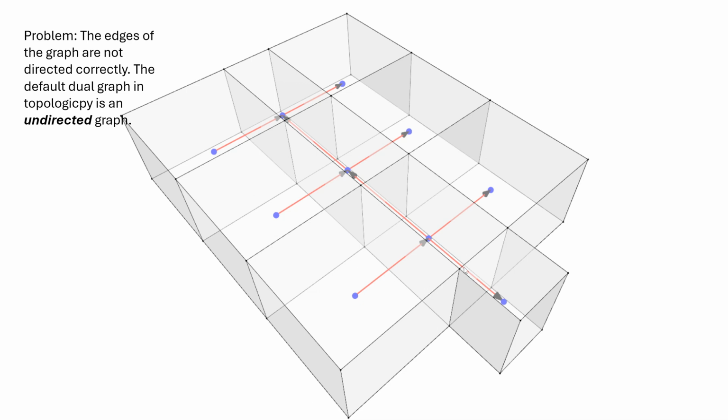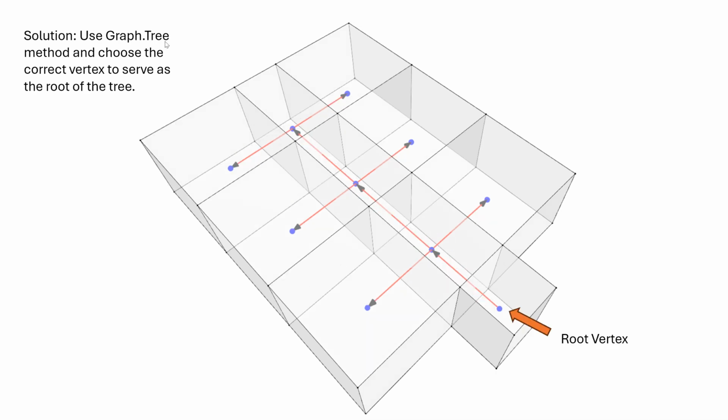So if we are going to do calculations and follow logically this structure so that we can analyze it, we need these edges to be oriented in the correct manner. So how do we solve this? You solve it through a method called Graph.Tree. By using Graph.Tree and giving it a graph and also a root vertex, it will create the correct tree structure for you.